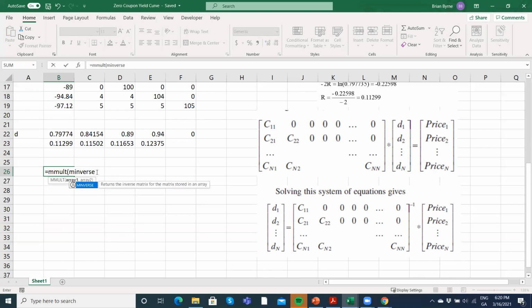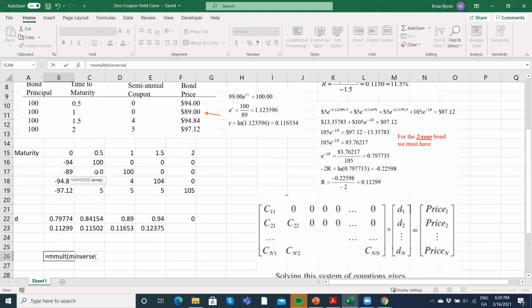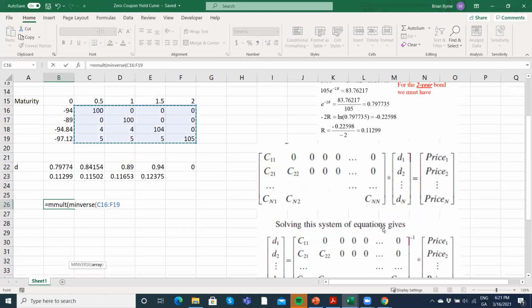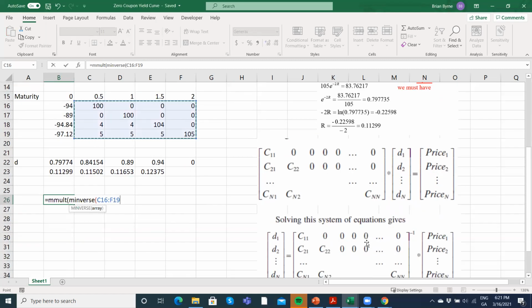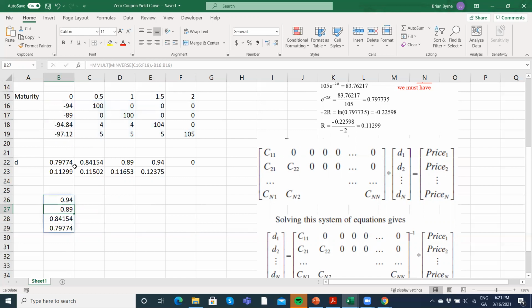Okay, open brackets again, and it's the cash flows. So I'm inverting the cash flows here, and then we're going to do a matrix operation and multiply by the prices, which are these ones here. Now I'll go negative so that they become positive. Then I close off the brackets and hit enter. And you see what I have here is 0.94, 0.89, 0.84. So it's the same discount factors as what I have here.